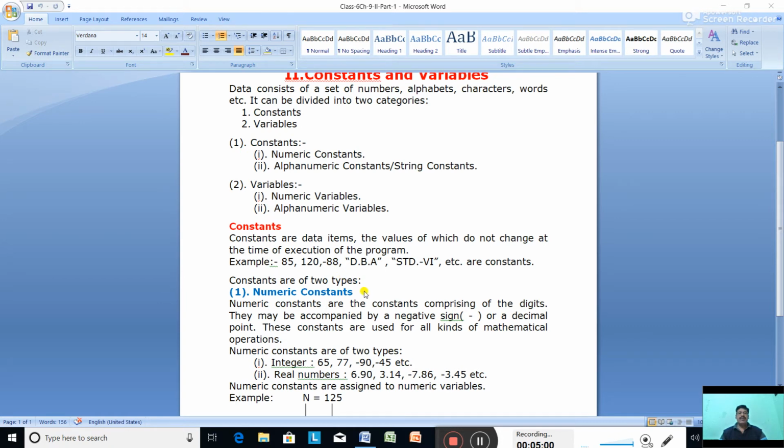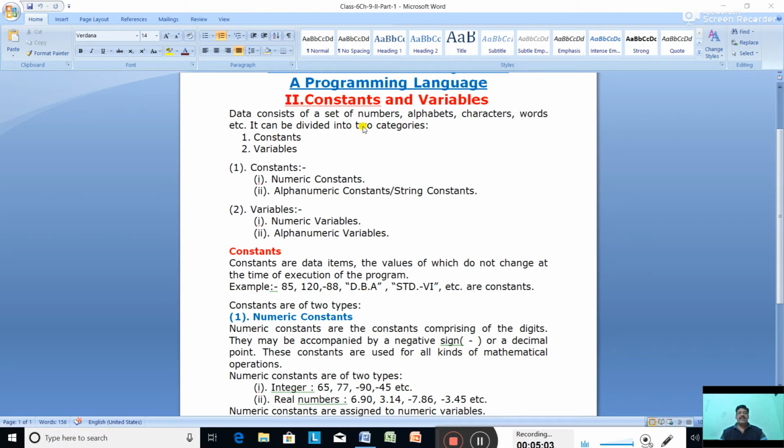Numeric constant. So once again, data consists of a set of numbers, alphabets, characters, words. It can be divided into how many categories? Two. Constants, which are fixed, cannot change its value. Variables, which can change its value. Variables means changeable. Constants are two types, numeric constants and alphanumeric constants or string constants. Again, variables are of two types, numeric variables and alphanumeric variables, which are also called string variables.